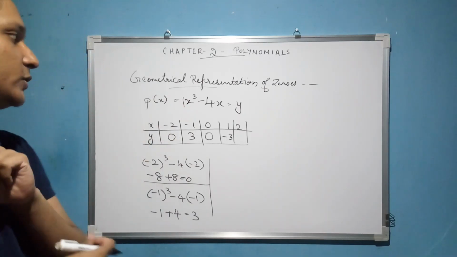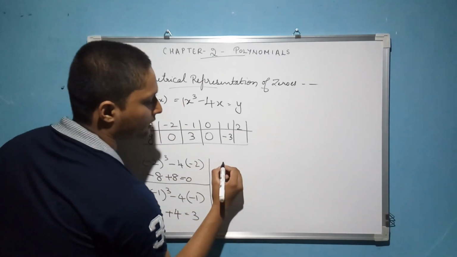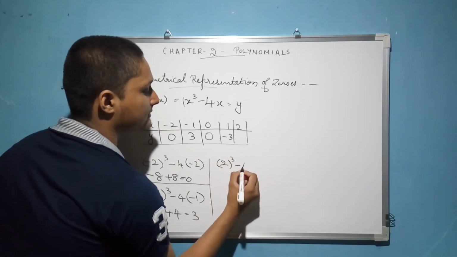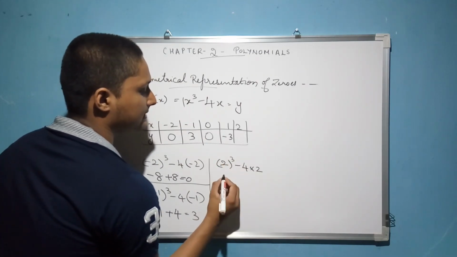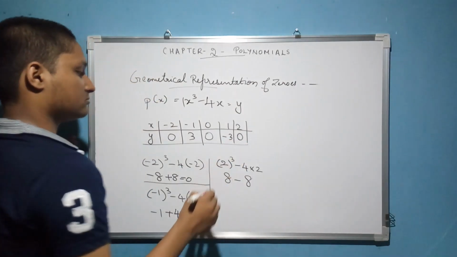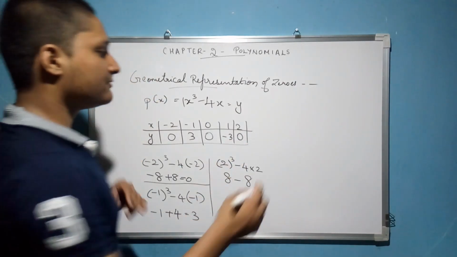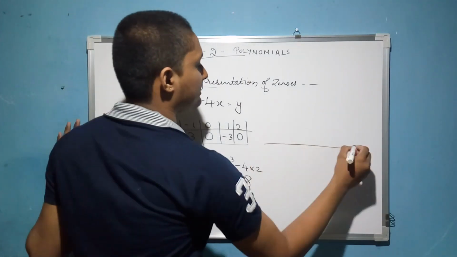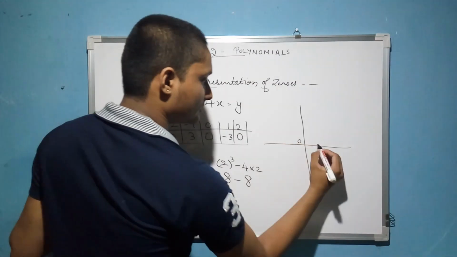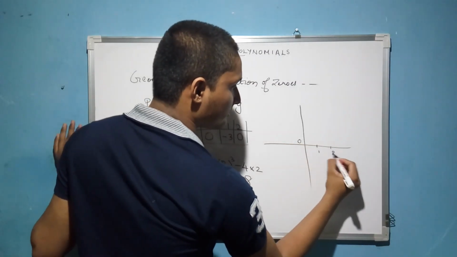Now we are going to substitute 2. For substituting 2, in place of x, I need to write 2. So this is 2 cube minus 4 into 2. That is 8 minus 8. That is again 0. So many zeros we got here itself. If you are plotting the graph, you can tell so many zeros are there. So let me draw the graph here to just represent that in the graphical format.